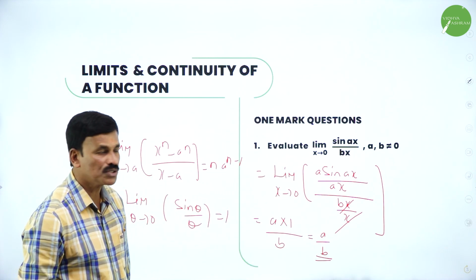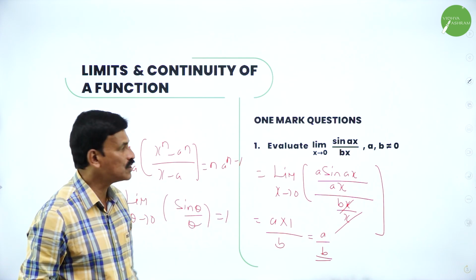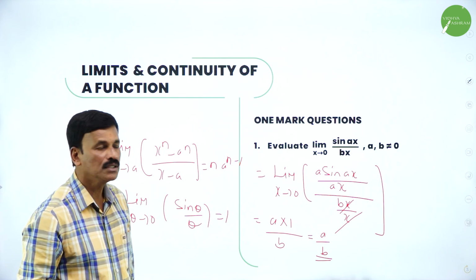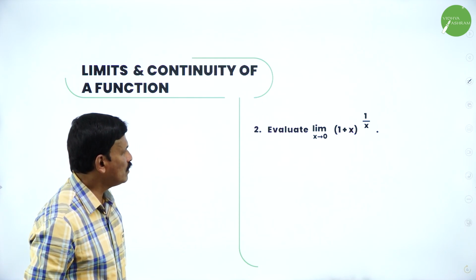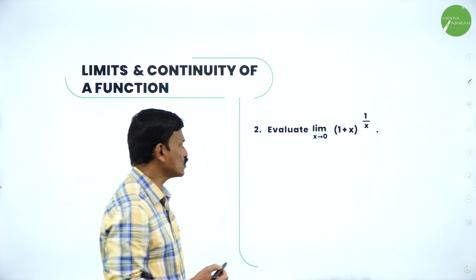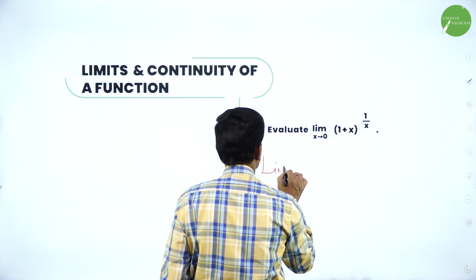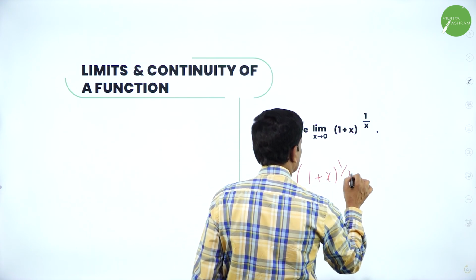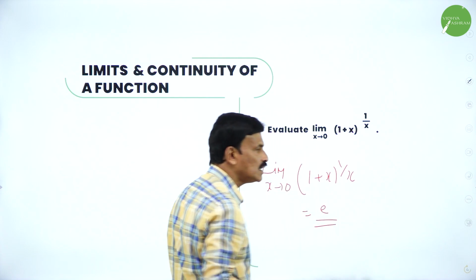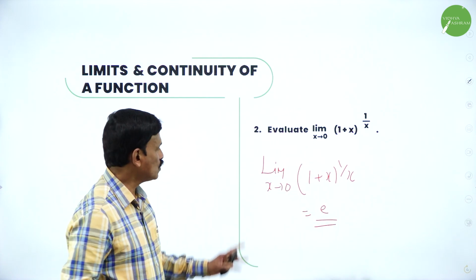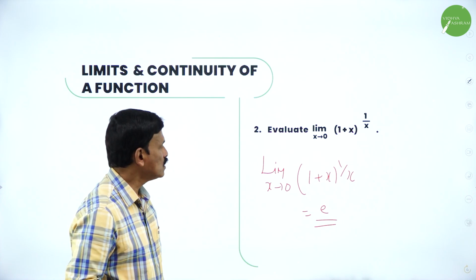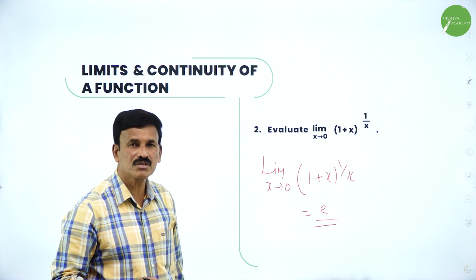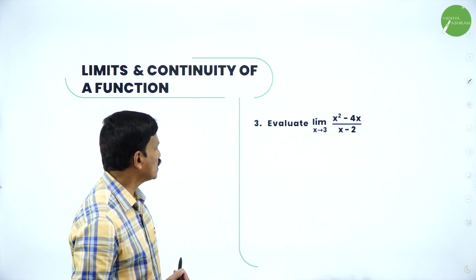So, this is an MCQ question. The value of limit x tends to 0 of sin AX by BX is always equal to a by b. Now, move on to the next problem. Evaluate limit x tends to 0 of 1 plus x whole to the power of 1 by x. This is the standard result, standard formula. Limit x tends to 0 of 1 plus x whole to the power of 1 over x is always equal to an exponential value e. So, 1 plus 0 to the power of 1 by 0, that is, limit x tends to 0 of 1 plus x to the power of 1 over x is always equal to e. Now, move on to the next one.